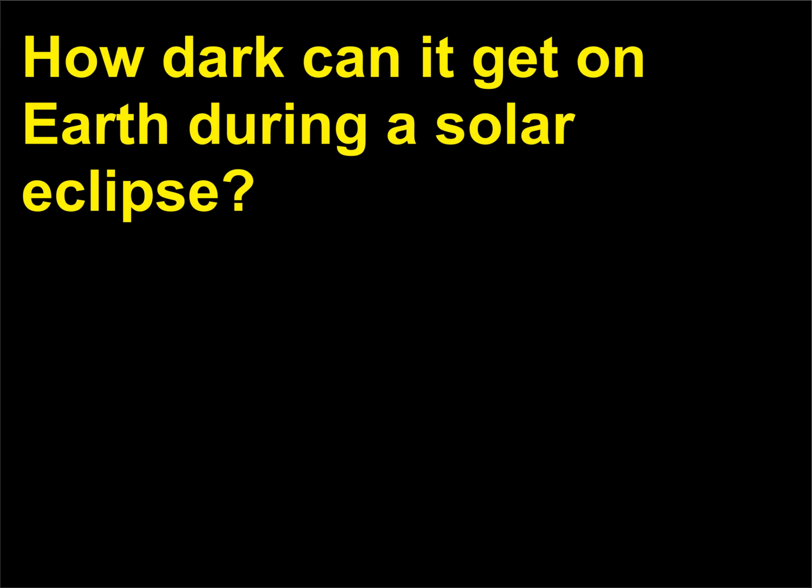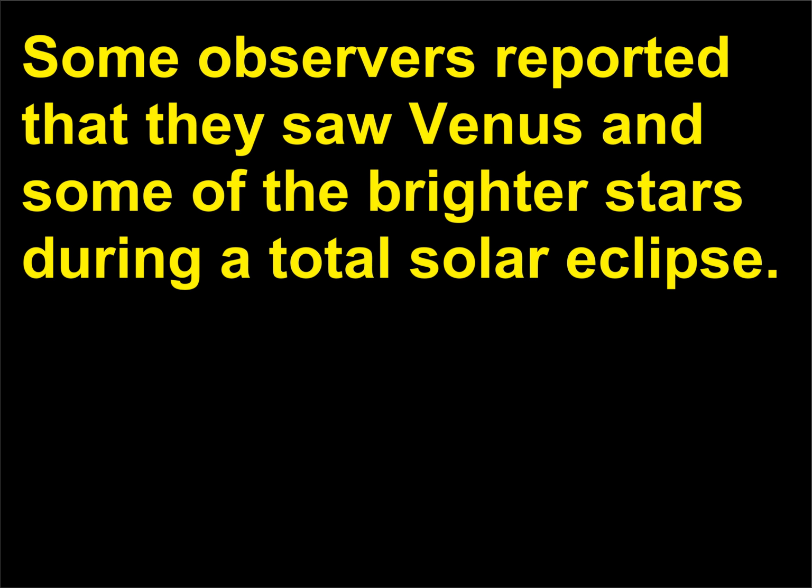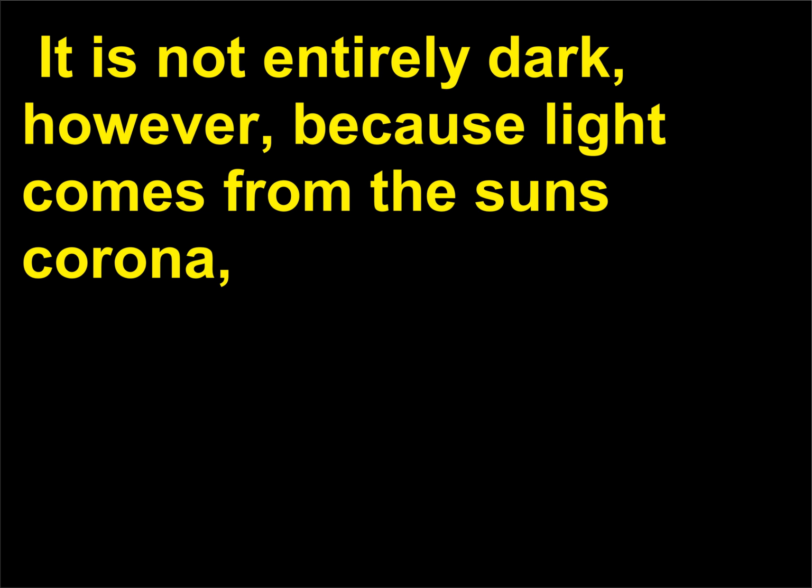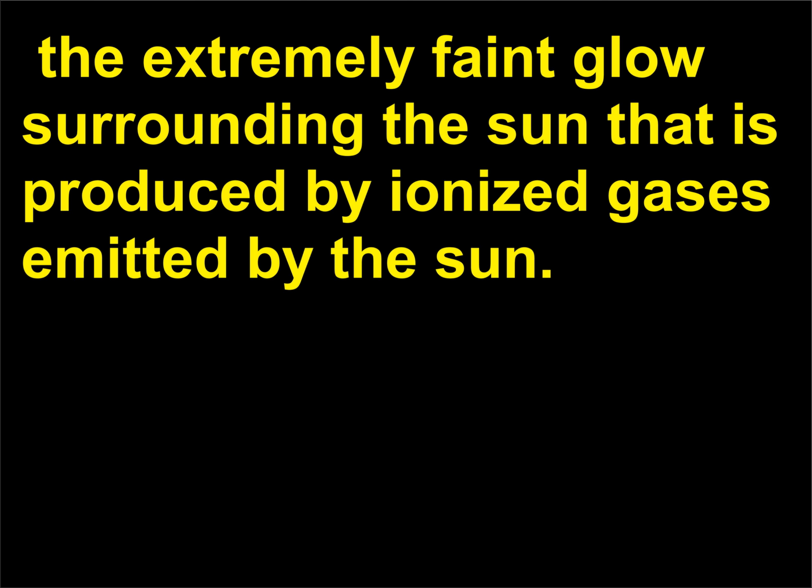How dark can it get on Earth during a solar eclipse? Some observers reported that they saw Venus and some of the brighter stars during a total solar eclipse. It is not entirely dark, however, because light comes from the sun's corona. The extremely faint glow surrounding the sun that is produced by ionized gases emitted by the sun.